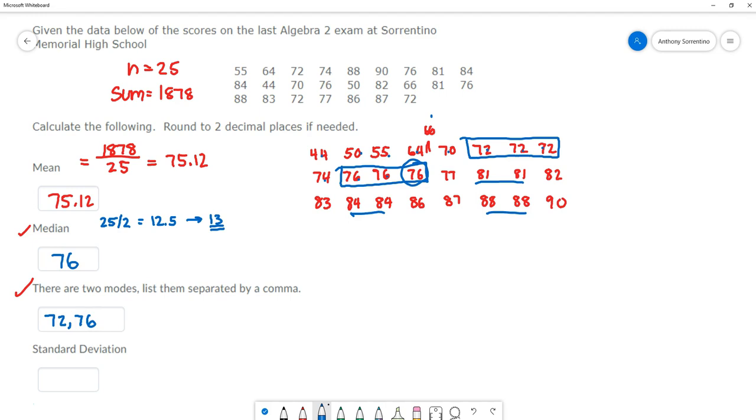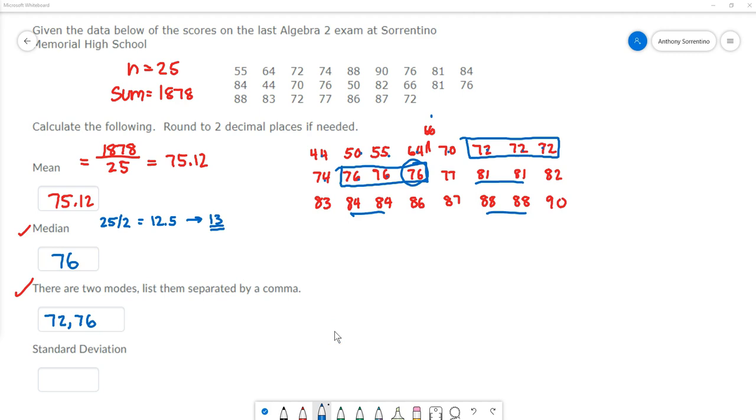And I think you were asked to list them in order, from smaller to bigger. So that's the order you should definitely be listing them in. But if they told you to list them in any order whatsoever, there are different ways you could have listed them: 72, 76, or 76, 72. You weren't restricted on this one.